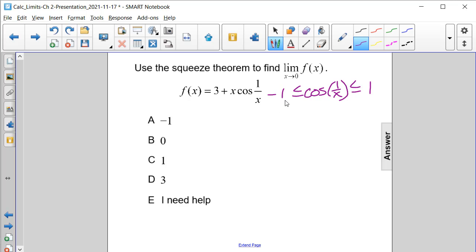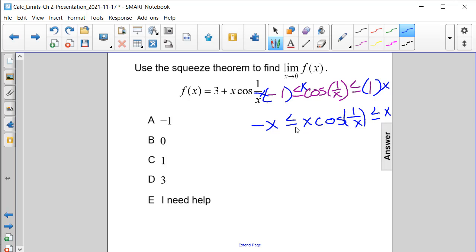Next, we have to multiply all three sections by x. So we have an x that would go in front of that, x times -1 and x times +1. So we would have -x is less than or equal to x times the cosine of 1 over x, which is less than or equal to x.